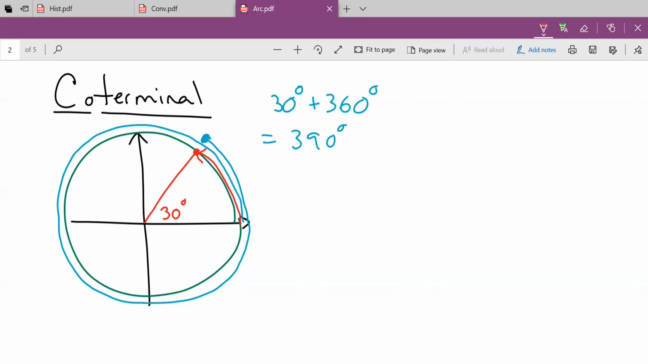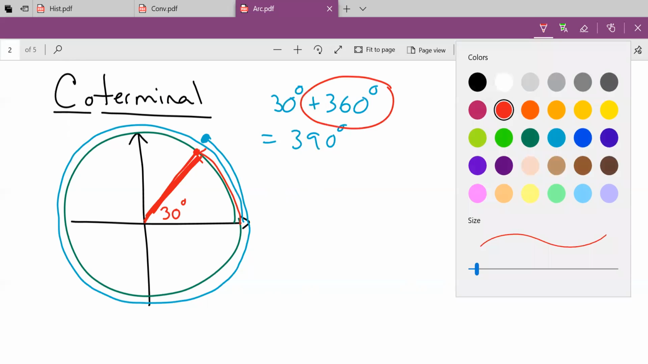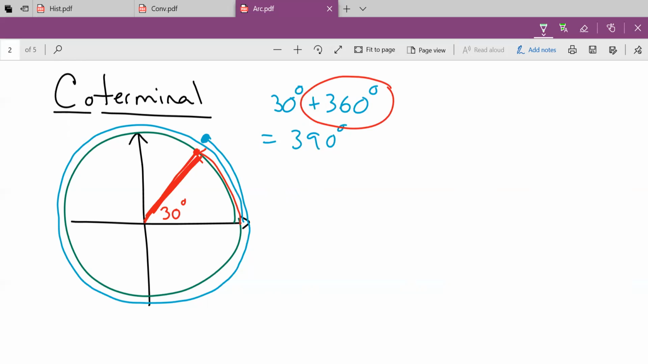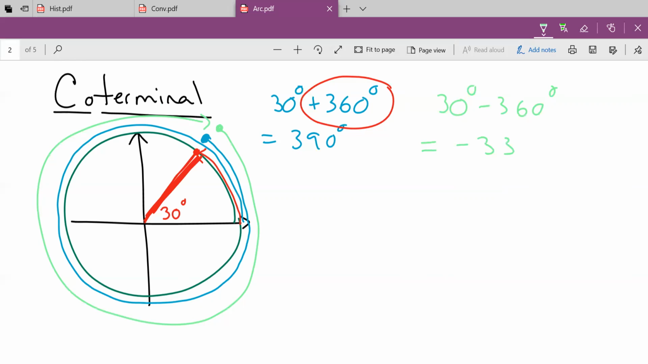Terminal is where we ended. Terminate, that's where I ended. Coterminal means I'm sharing the same ending spot. So what does it mean to be coterminal? I'm going to add 360 to my given angle. Or if for some reason we think of the Earth as rotating the other way for a second, look at what we could do. We could go backwards, couldn't we? And we could end up in the same spot. So going backwards, instead of adding 360, I would subtract 360. So there's another coterminal angle.